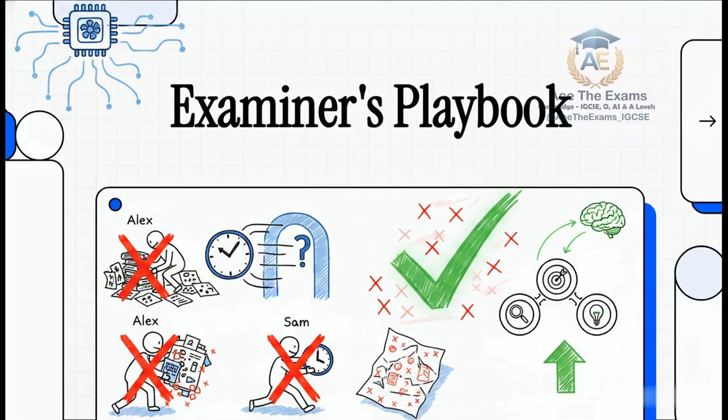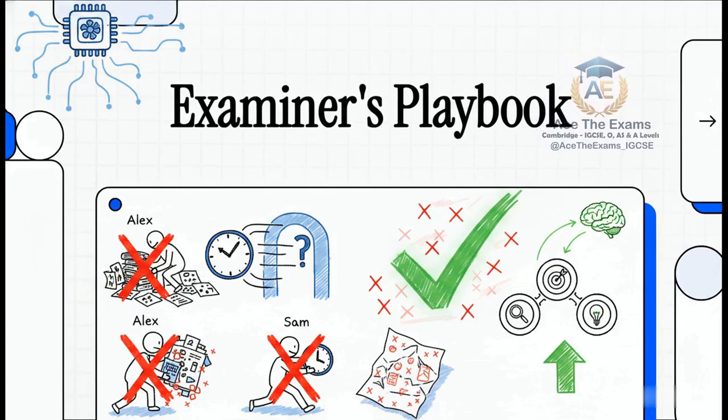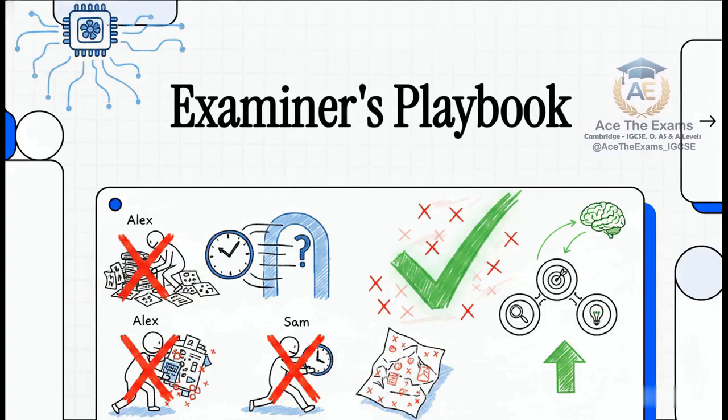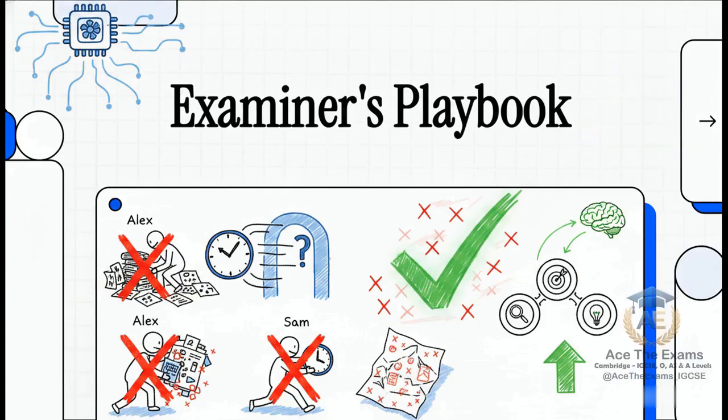Let me paint a picture of a real past paper scenario for you. We constantly see two types of students tackle these performance calculation questions. First, we have Alex. Now, Alex overloads his paper with raw computer science facts. He memorizes every single technical detail about clock speeds, RISC versus CISC architectures, and cache memory, but he provides zero actual analysis of the scenario.